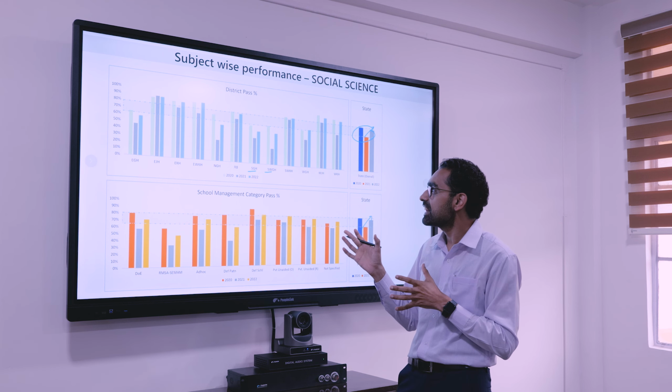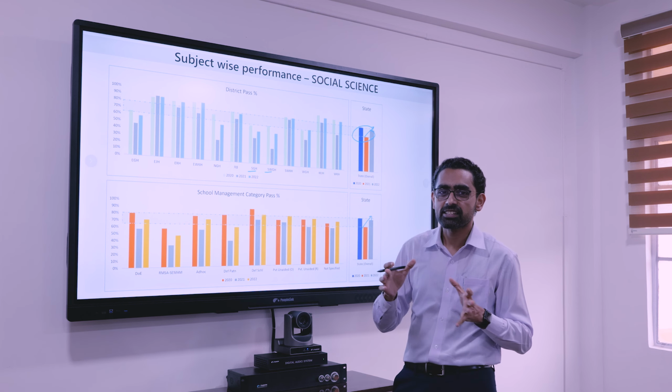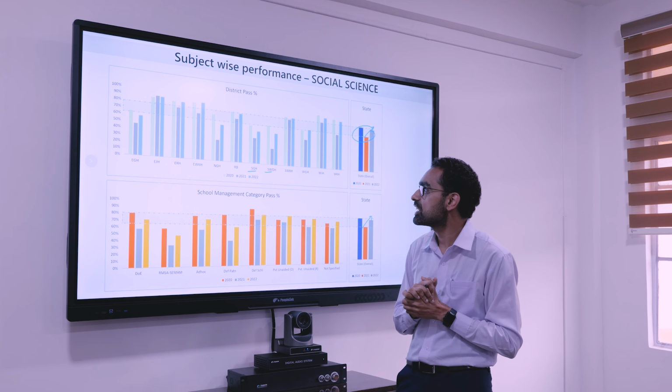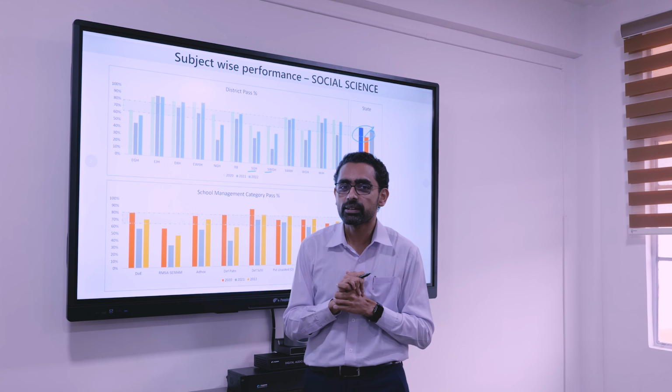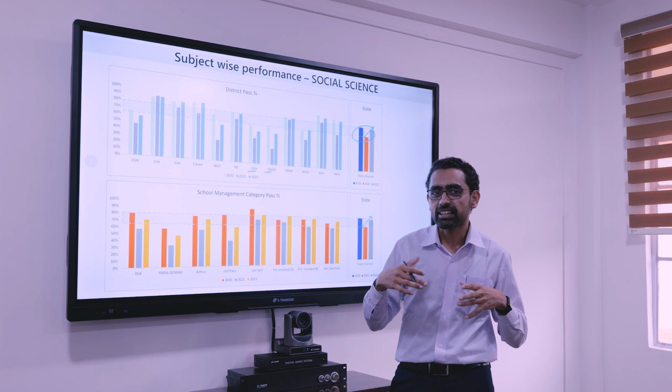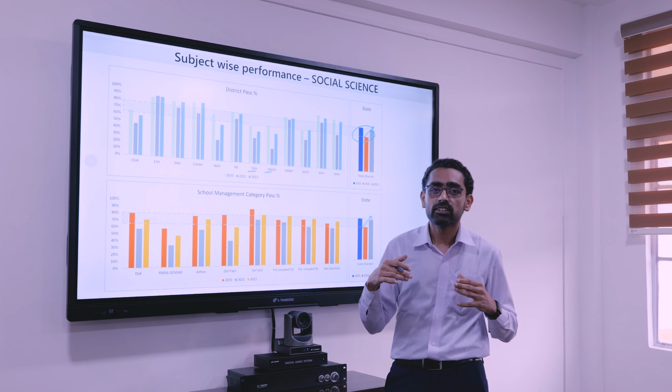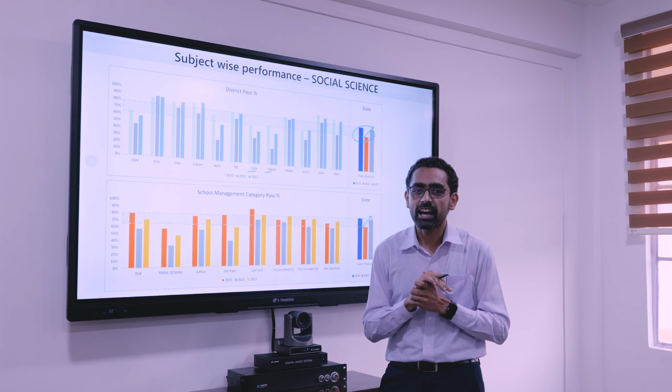But as we have seen, our problem areas lie in maths and science, so this also needs improvement. Unless we reach 100% everywhere, there's scope for improvement. But when it comes to SSLC, the focus has to be on maths and science. If we improve there, overall the jump will be very high.